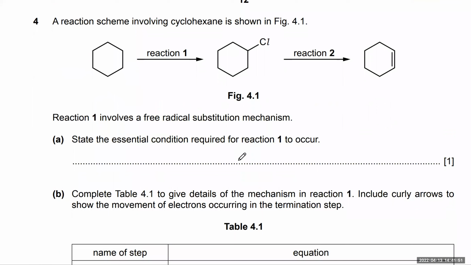अच्छा ये वाला. A reaction scheme is involved. This is reaction 1. Now this is a cyclic alkane. मतलब carbon और बाकी हर carbon के साथ there's going to be 2 H's. So that's a cyclic alkane. ठीक है, state the essential conditions required for. So this is an alkane.